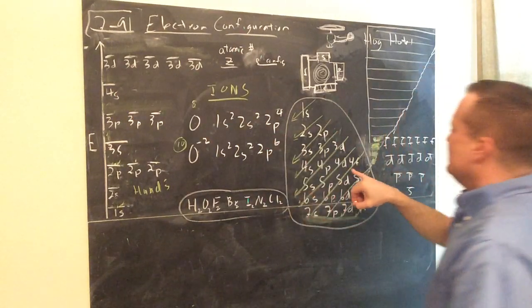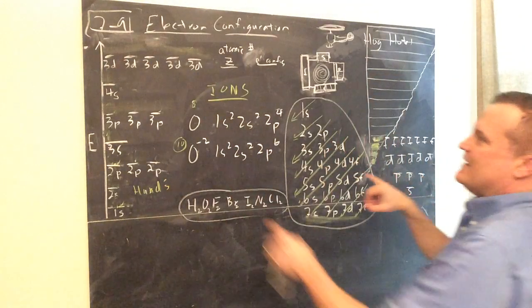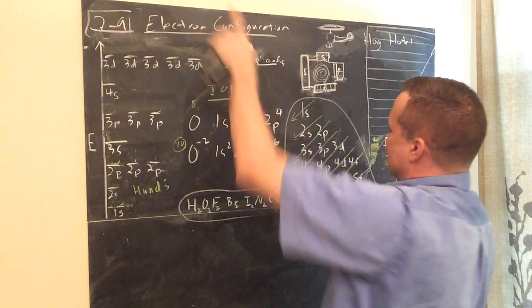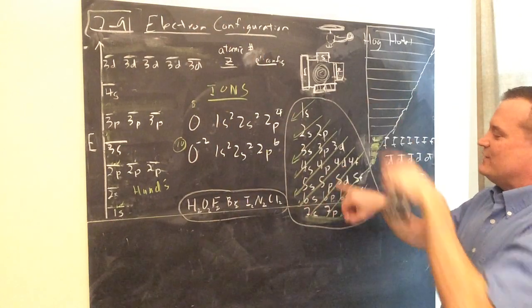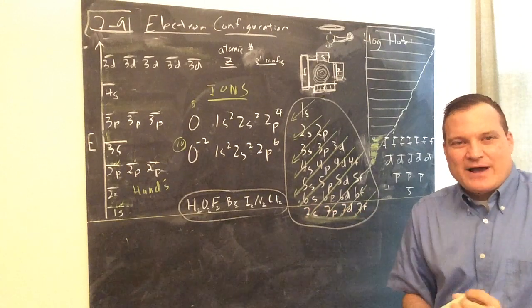Okay? Then, if you continued on, there'd be 4P. There'd be 3 of them. Okay? 4P, 4P, 4P. Then would come 5S. Then would come 4D, 5 of those. Then 5P, 3 of those. And 6S. So you kind of need to memorize that little bit.